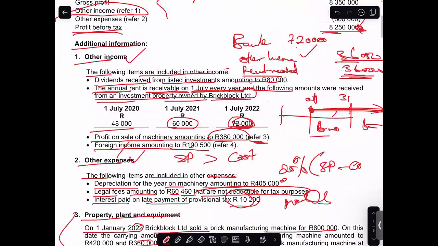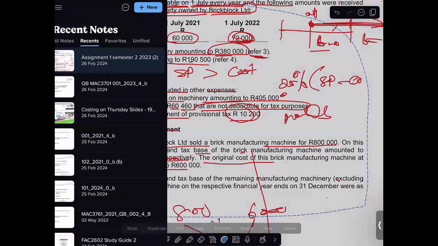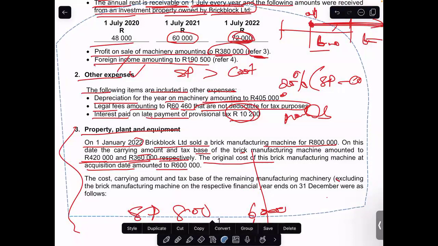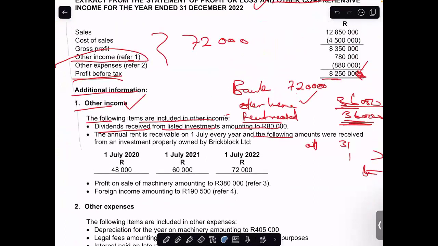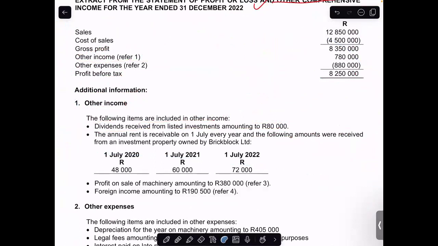Right, back to our information. Now we're looking for items that give rise to deferred tax. One of the items which we identified, which is also included there in our income, is the income received in advance. You remember that income received in advance. Let's start with income received in advance before we jump to our assets.